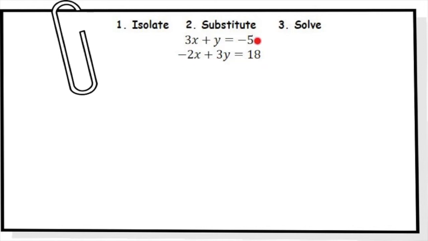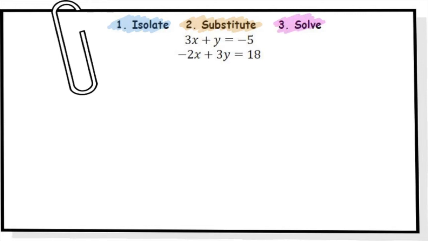So this is my first equation, this is my second equation. And the way that we are going to follow along is going to be following 3 simple steps. Number 1, we're going to isolate. Number 2, we are going to substitute. And number 3, we are going to solve.